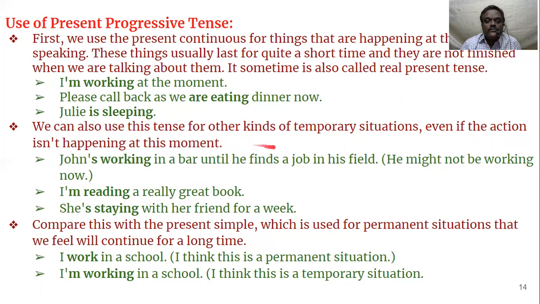Then we can also use this tense for other kinds of temporary situations, even if the action isn't happening at this moment. John's working in a bar until he finds a job in his field. So it is not a permanent situation. It is a temporary situation. He is just temporarily working in a bar, but actually he is trying to find a good job.